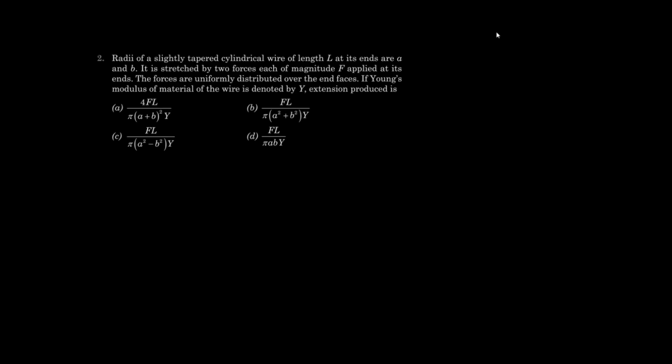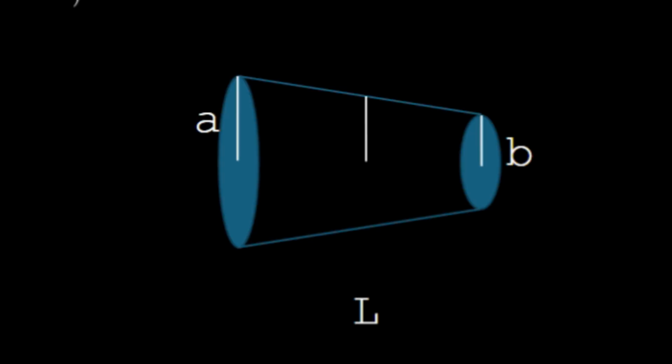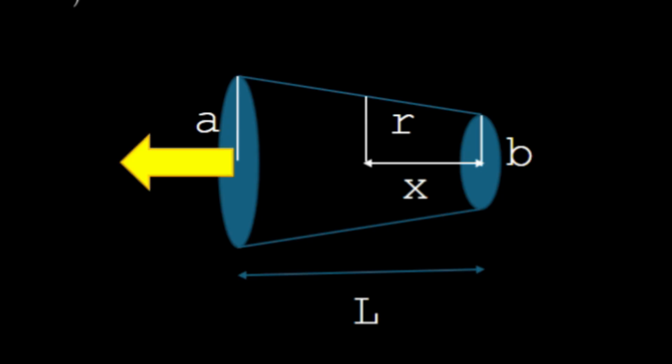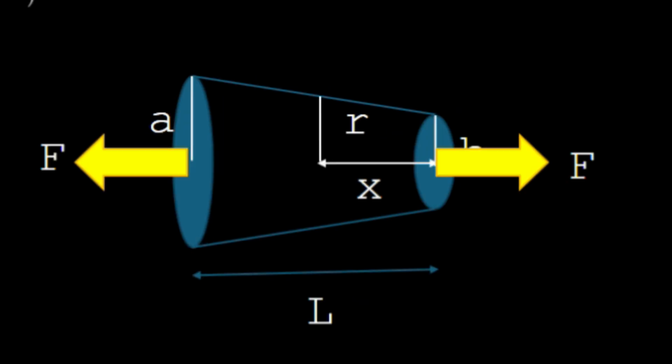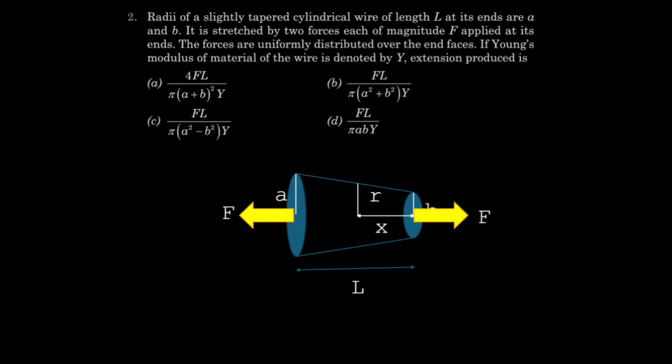Okay, so there is a wire which is tapering. It means its radius is changing continuously, and it is changing linearly from A to B, like this. It's given in the question that its length is L, and I am considering a general radius R at a distance x from one end, and there is a force acting on the two end faces, and these forces are uniformly distributed as it's given in the question. Now we have to find the elongation in this rod.